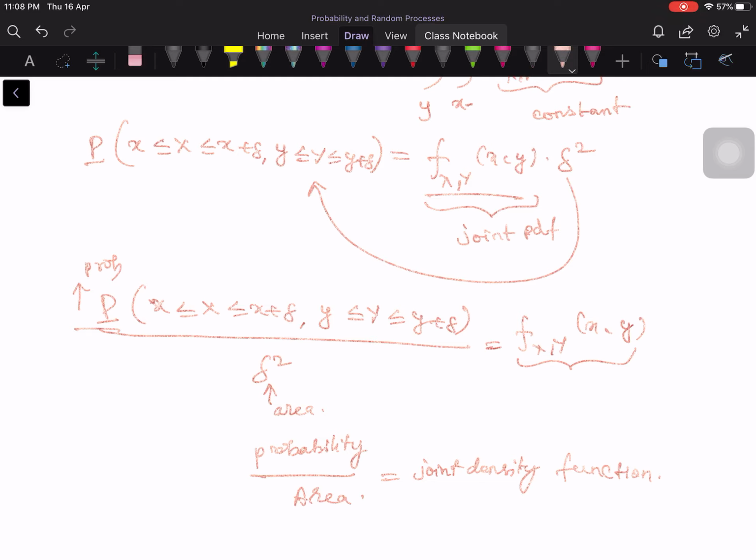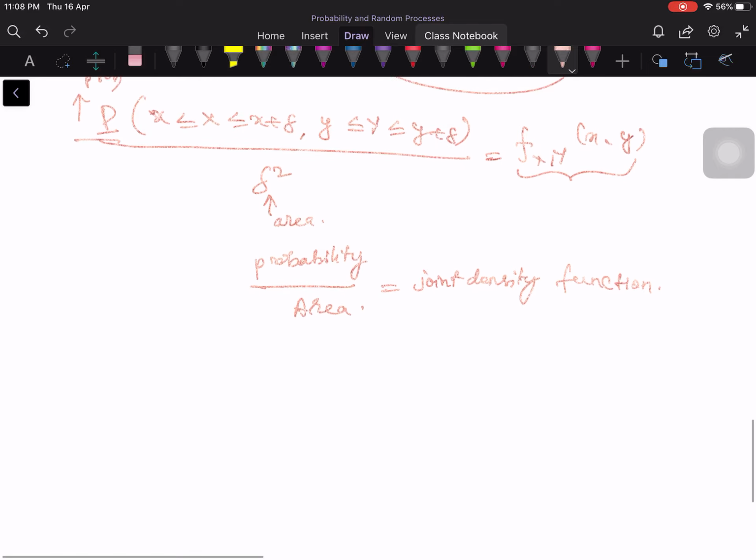Now you can ask a question: what do we do with this density function once we have it on our hands? Well, we can use it to calculate the expected value. So the next topic is expected value.